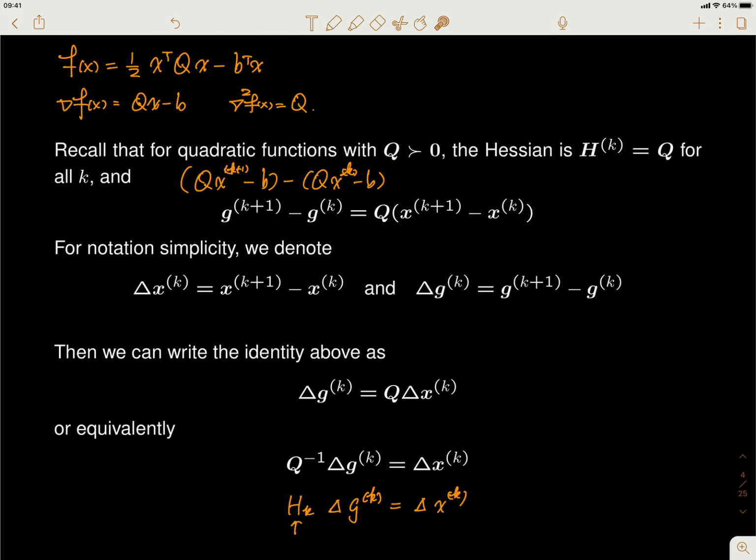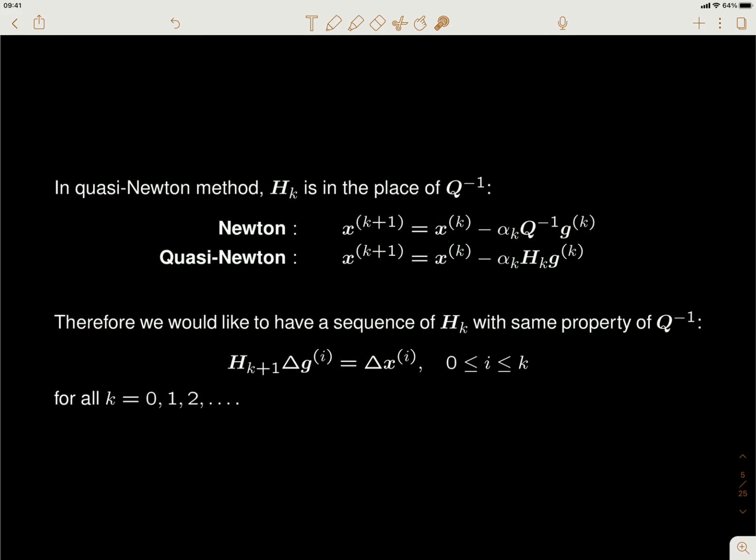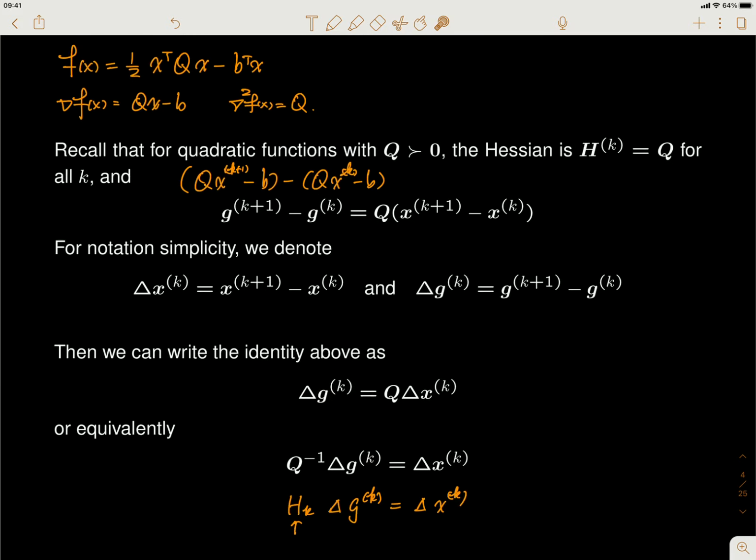Remember that this Q works for all the delta gk and delta xk, for k equal to 0, 1, 2, and so on, for all the ks. But here, this is only one of the hk. For the next iteration, this hk will change. So what we want for hk is that this equation holds for all k less than or equal to the current one I'm going to have here.